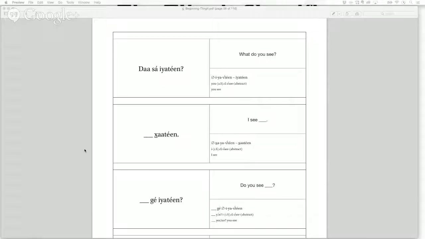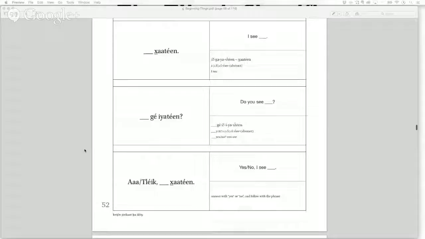Speak chatin. Speak get iyatim. Cake. Cake chatin.